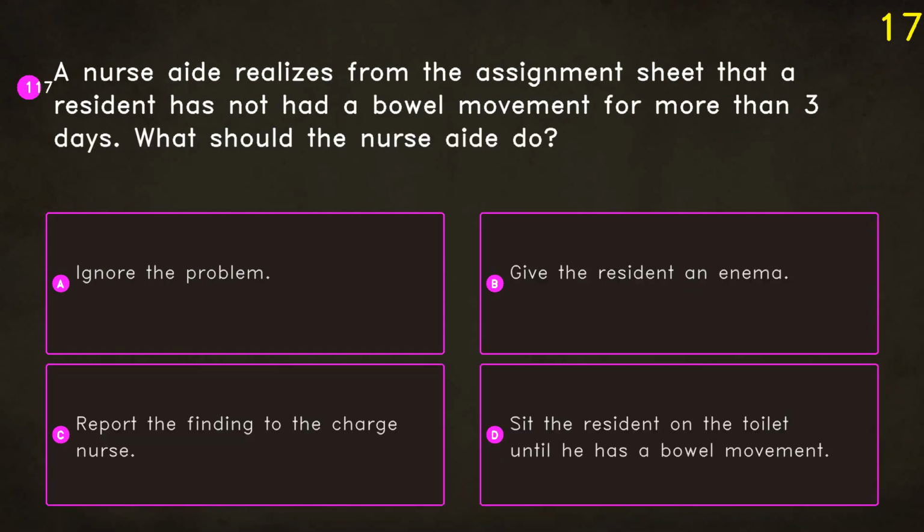Question 117. A nurse aide realizes from the assignment sheet that a resident has not had a bowel movement for more than 3 days. What should the nurse aide do?